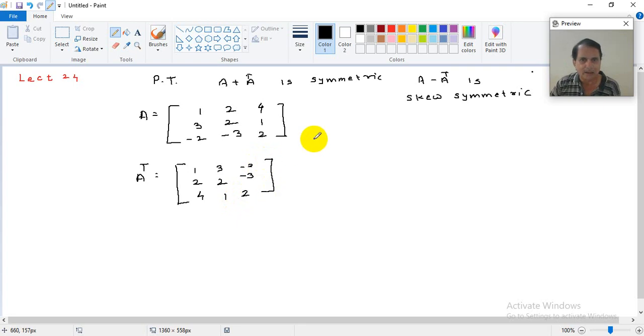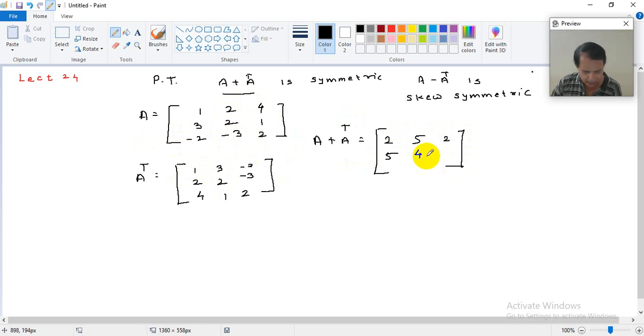Okay, this is your A transpose. Now what is A plus A transpose? We have to prove A plus A transpose is symmetric. These two matrices we have to add. So 1 plus 1 is 2, you know how to add two matrices. Then 2 plus 3 is 5, then 4 plus minus 2 is 2. Then second row, 3 and 2 is 5, 2 and 2 is 4, so it is 5 4.